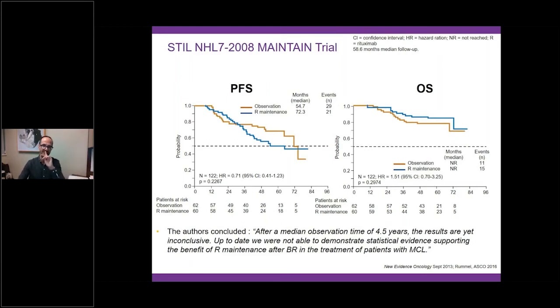It was 4.5 years. So this has been a very controversial question in the medical literature, whether patients should have maintenance after BR or not. Many countries like Australia, for example, don't fund maintenance rituximab after BR because of lack of data showing that it actually works. I think one also needs to balance the cost and the toxicity.